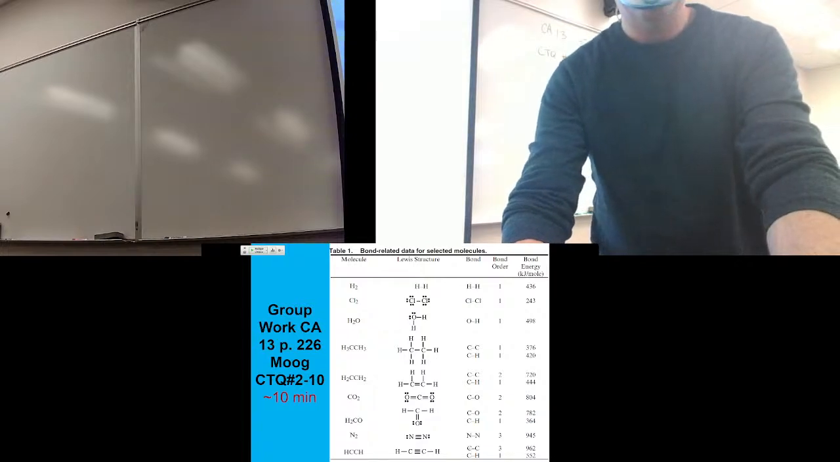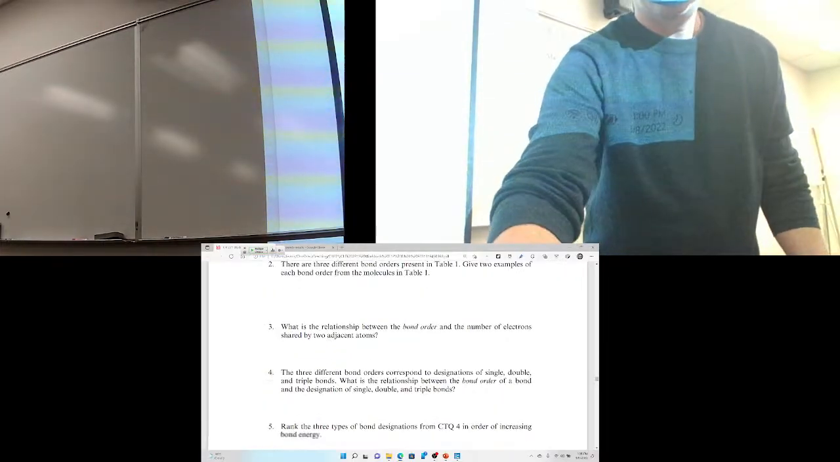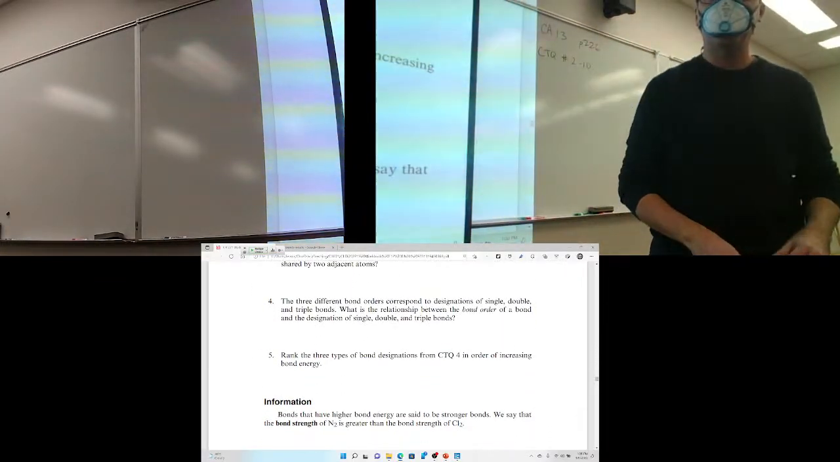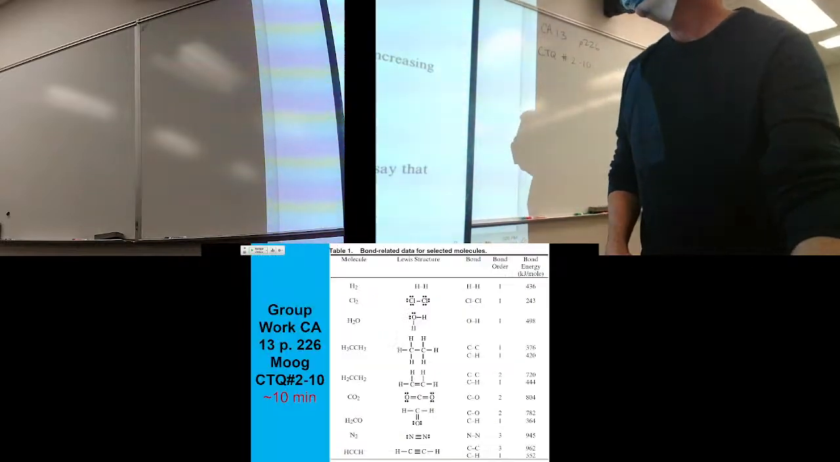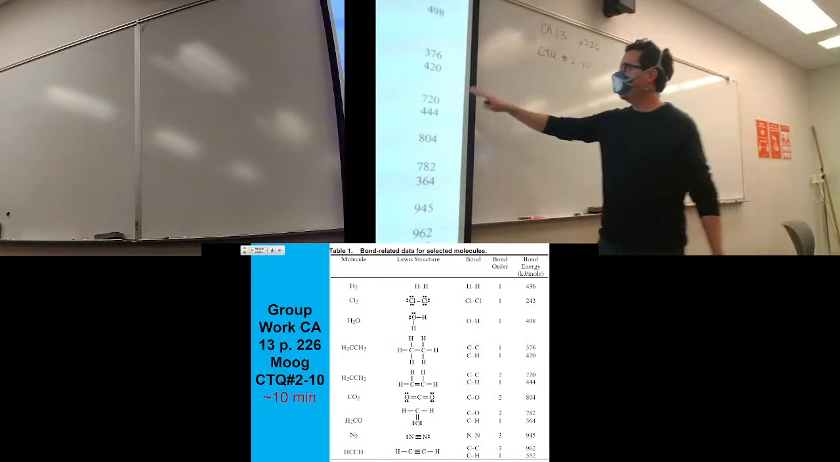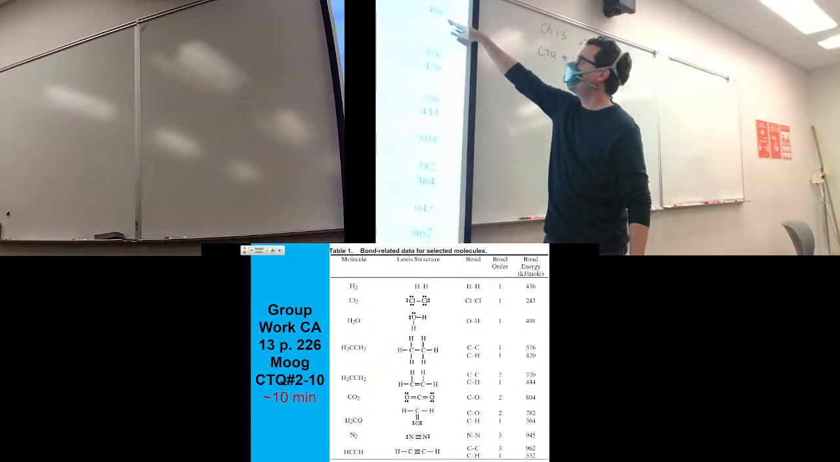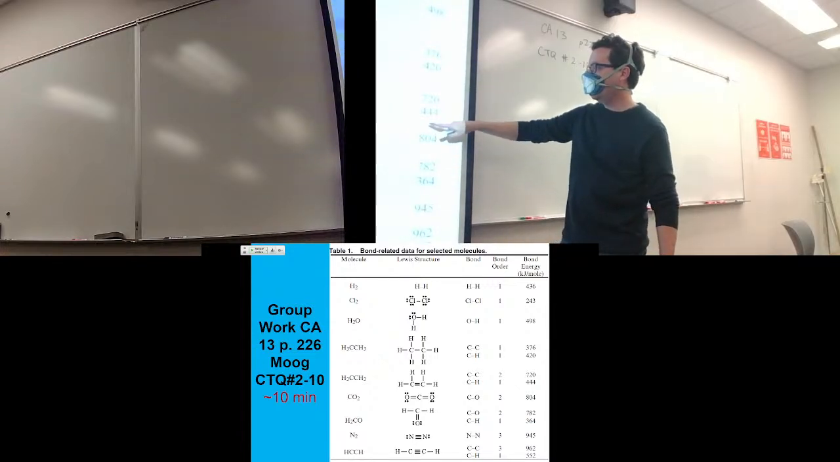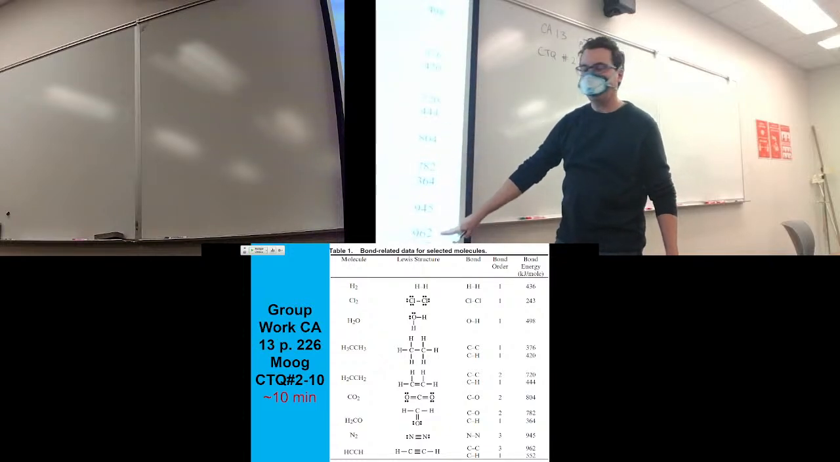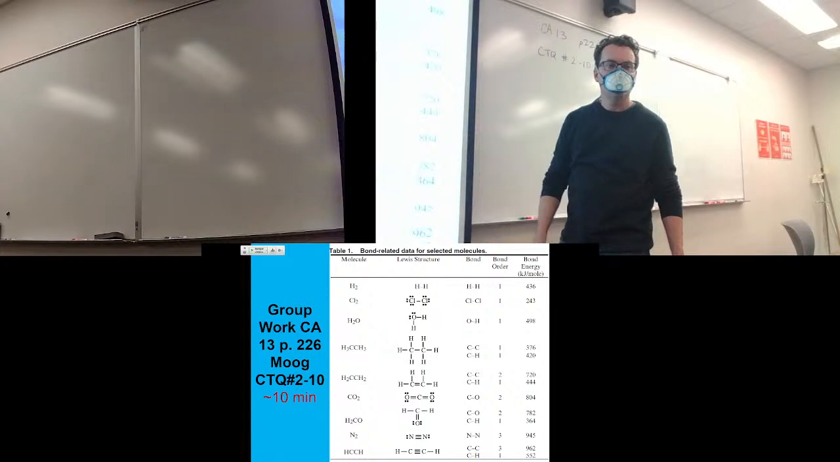All right, what's left? Rank the types of bonds in order of increasing bond energy. So this is hopefully obvious. Single bonds have kind of lowish energies. Double bonds have higher energies. Triple bonds have the highest energies. Okay?